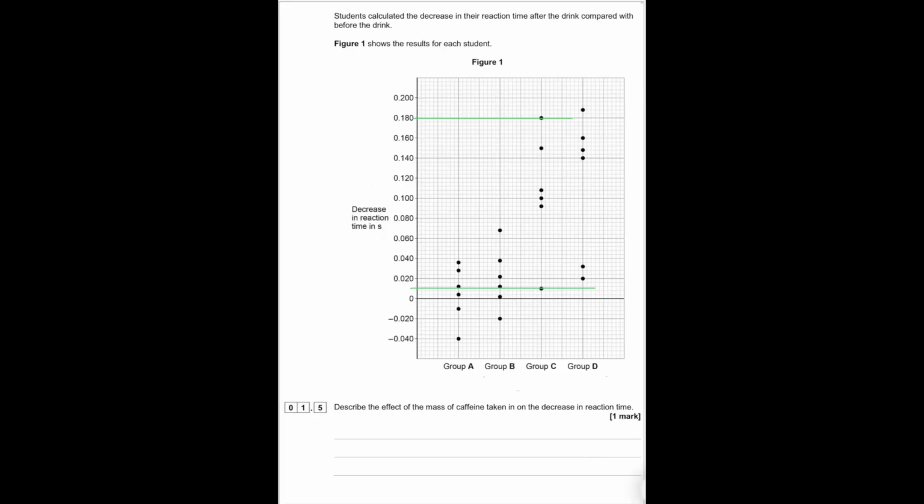For 3 students, the decrease in reaction time was negative. Give the reason why the value was negative. So the reason would be that the reaction time actually became larger or greater. What is the range of the results for Group C? So we can see that the range is between 0.01 and 0.18.